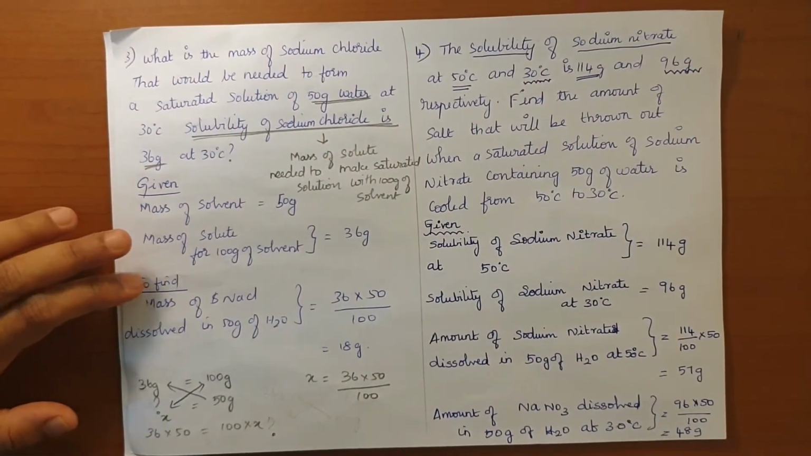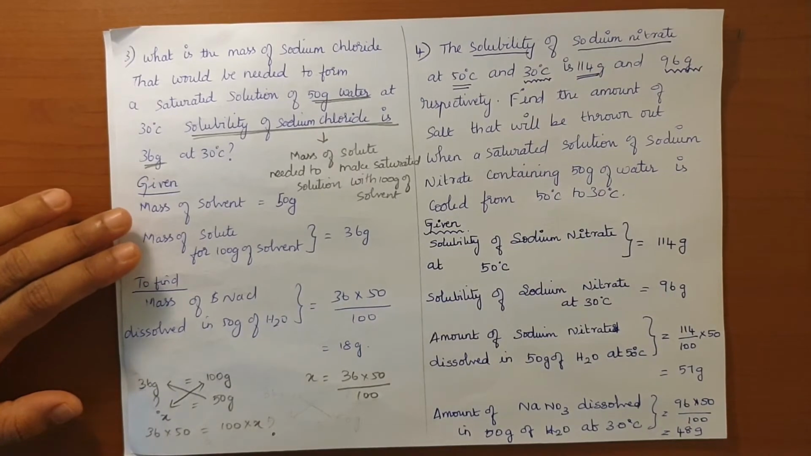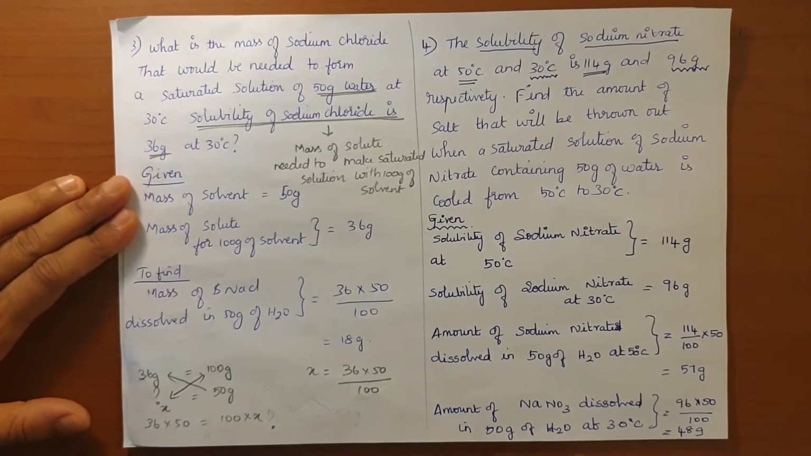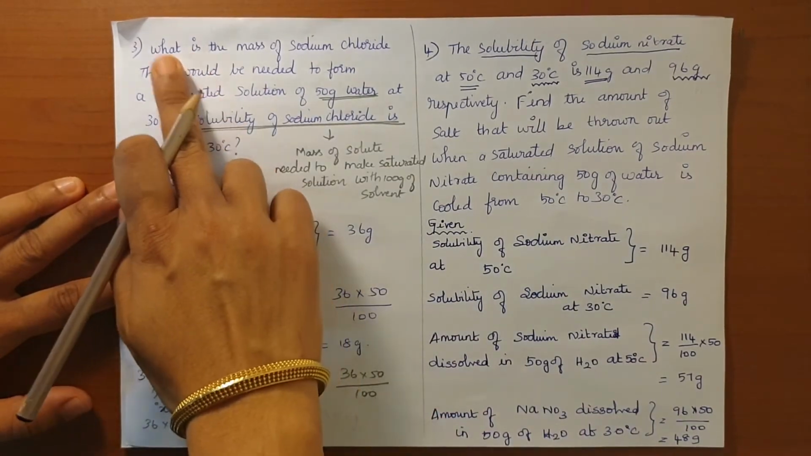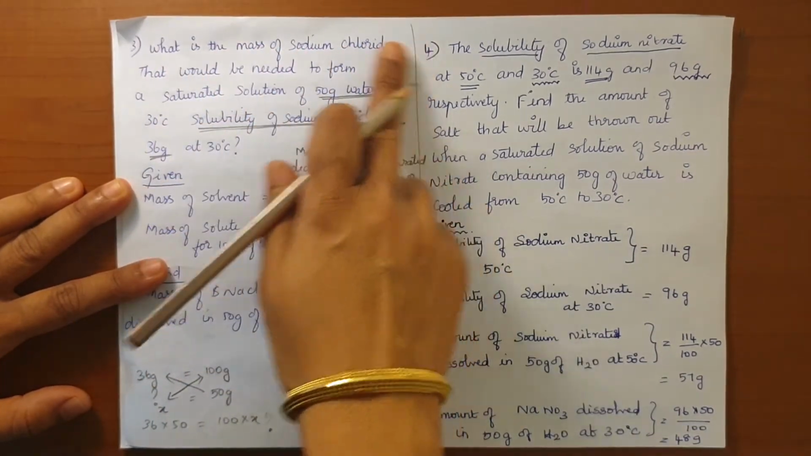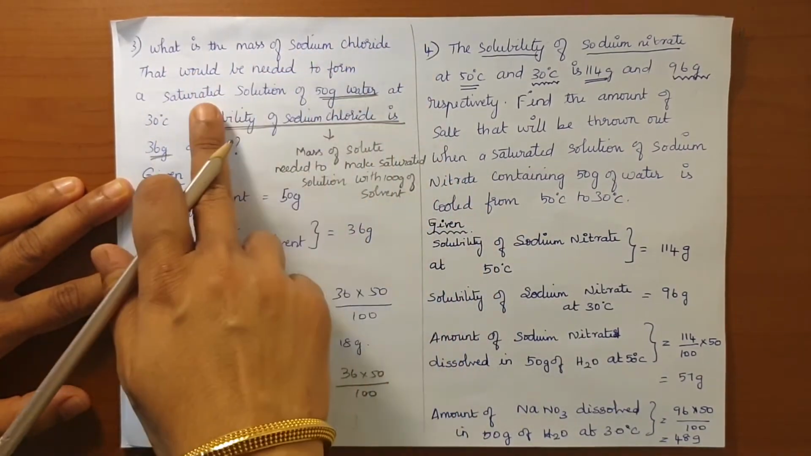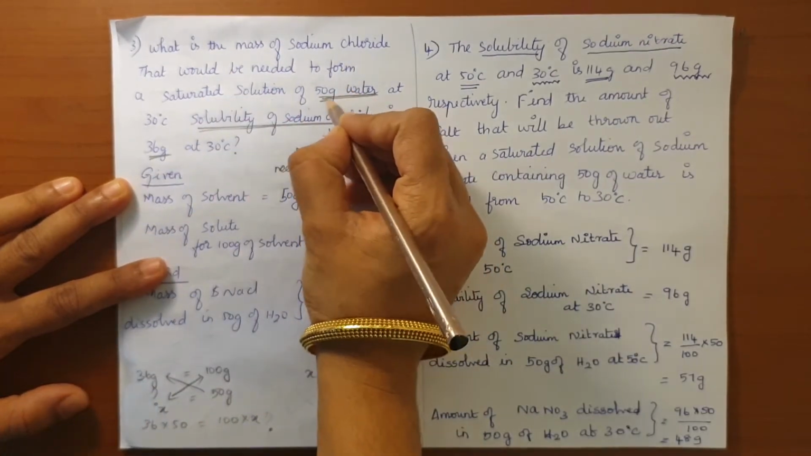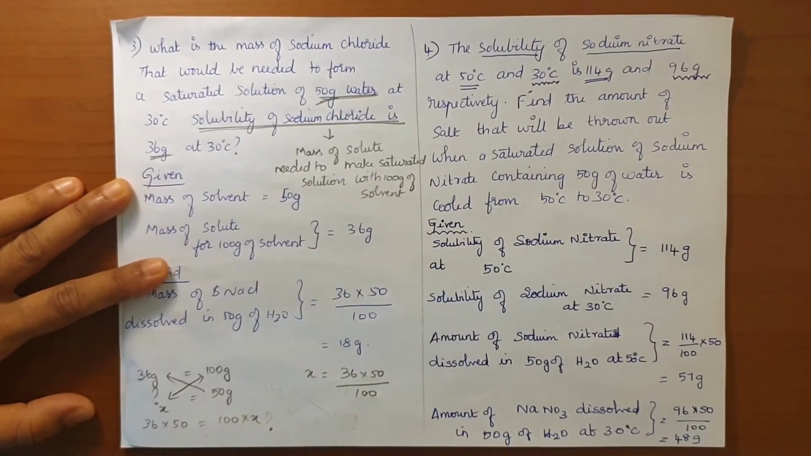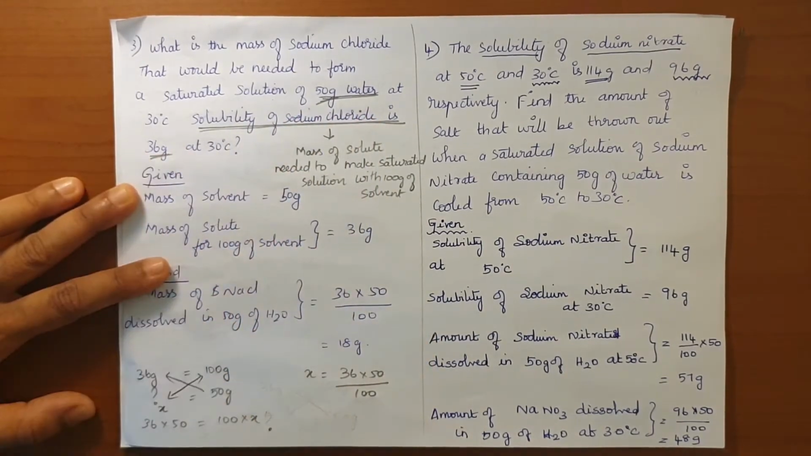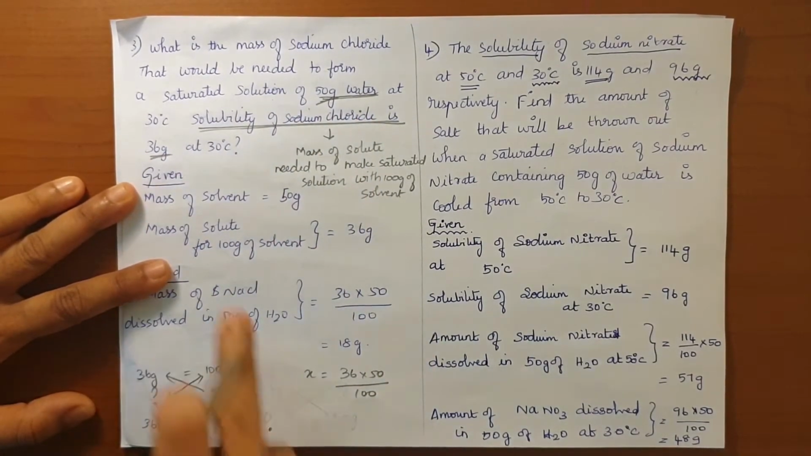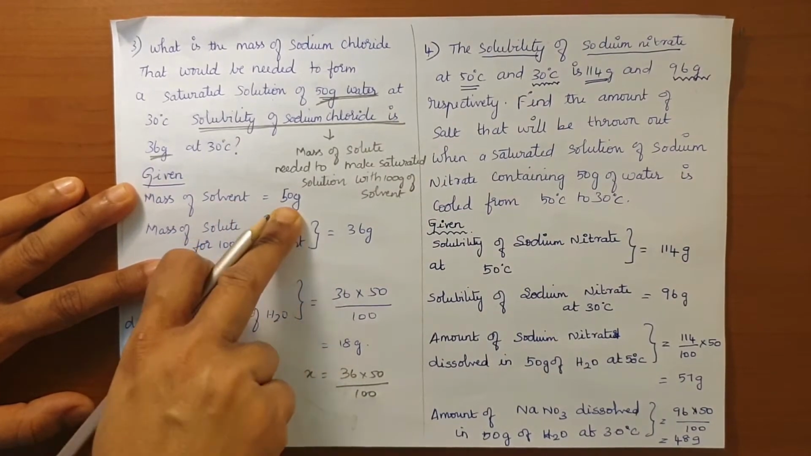That was a challenging problem. Now, the third question is also a different type of problem involving solubility. What is the mass of sodium chloride that will be needed to form a saturated solution in 50 grams? The solubility of sodium chloride is 36. Similar kind of question, the mass of the solvent is 50 grams.